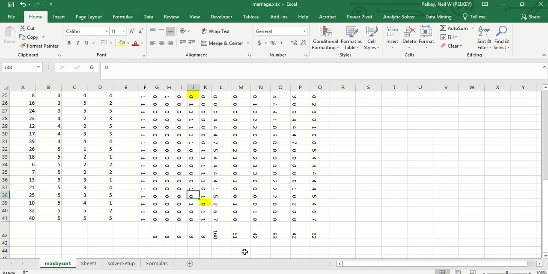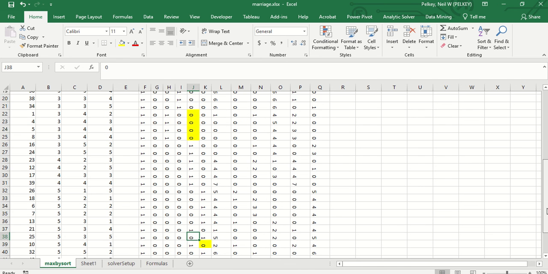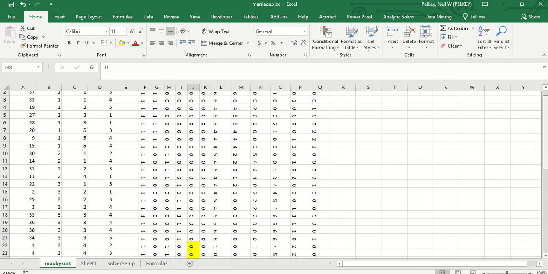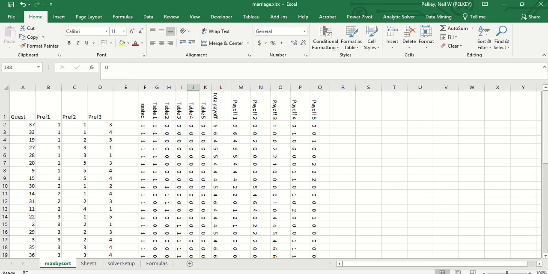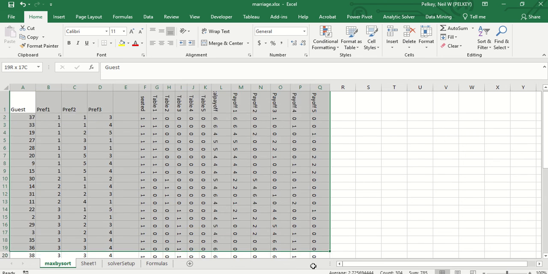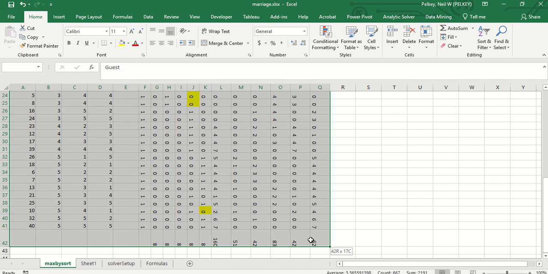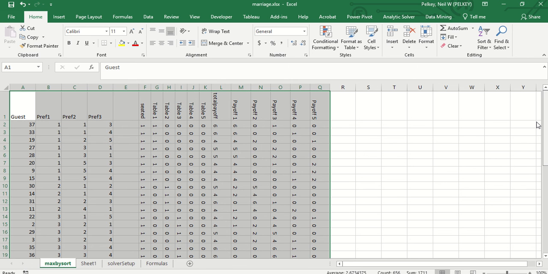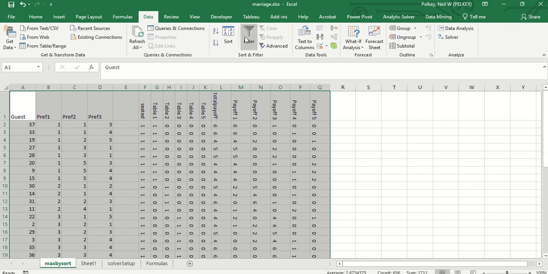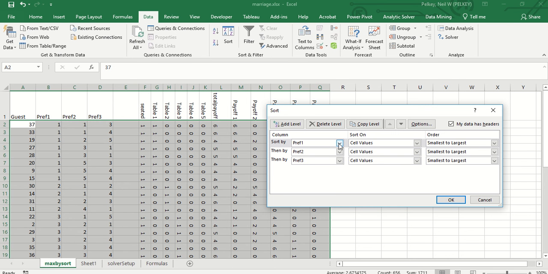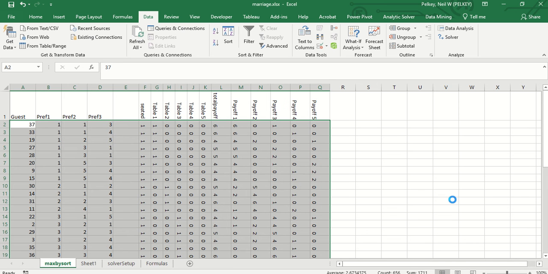And there I go. I got 160, which was less than our 176, but it was still pretty good. And most of our people actually got their first choice. Did more of them get the first choice? Well, we're going to go ahead and sort this whole thing. I'm going to sort by the total payoff, smallest to largest.